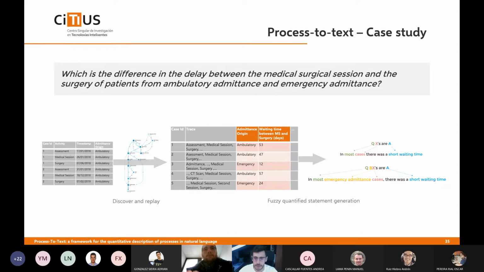So to better follow the explanation of the pipeline, I'll be using the example question posed before. So remember, what is the difference in the delay between the medical surgical session and the surgery of patients from ambulatory admittance and emergency admittance? To answer this question, we first need to know the delay between activities, medical surgical session and surgery, for each patient, as well as the type of admittance this patient had, to then be able to compute the quantified statements that correctly summarize the data. To clarify, in the original event log, each case corresponds to one patient. So when we talk about patients, it's the same as talking about cases, and patient attributes will be the same as case attributes.